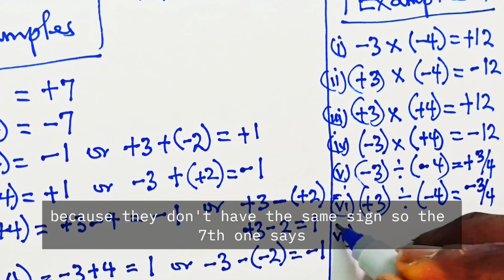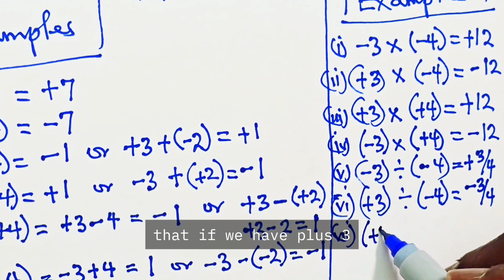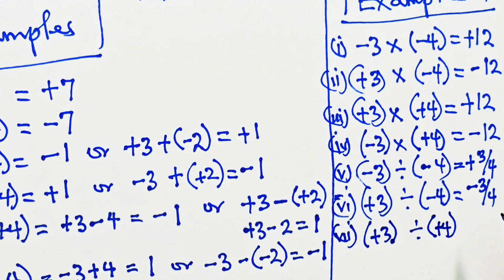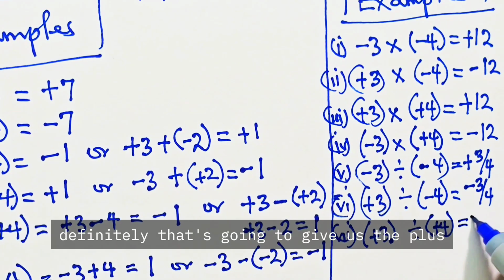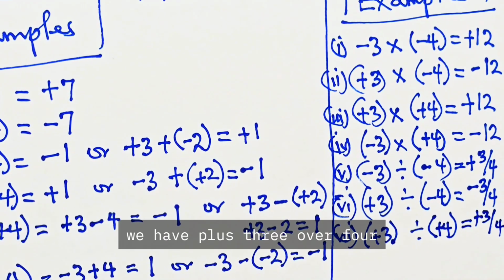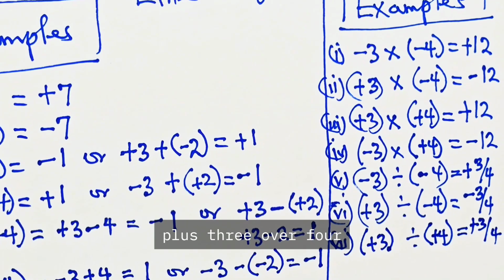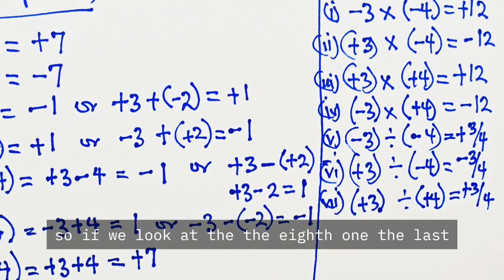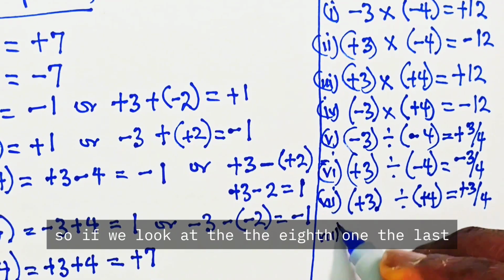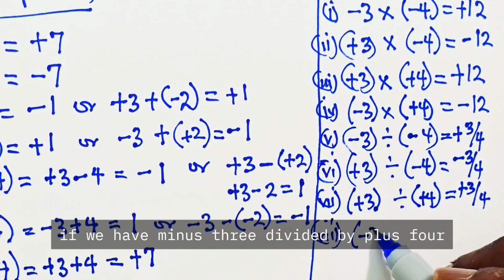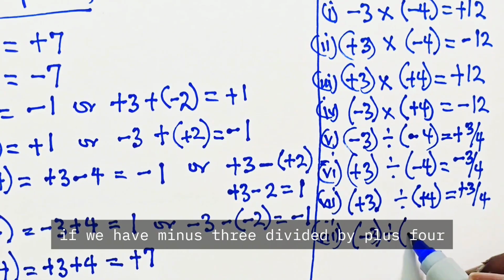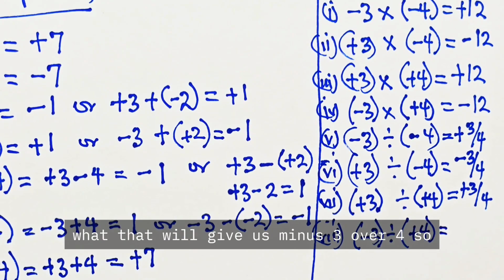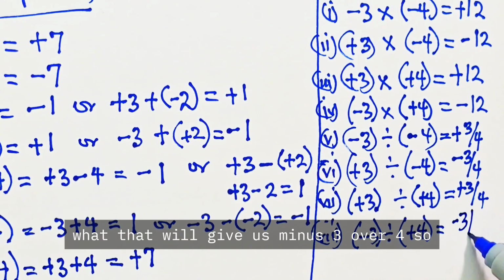So the seventh one says if we have plus 3 divided by plus 4, definitely that is going to give us plus 3 over 4. So if we look at the eighth one, the last but not the least, if we have minus 3 divided by plus 4, that one will give us minus 3 over 4.